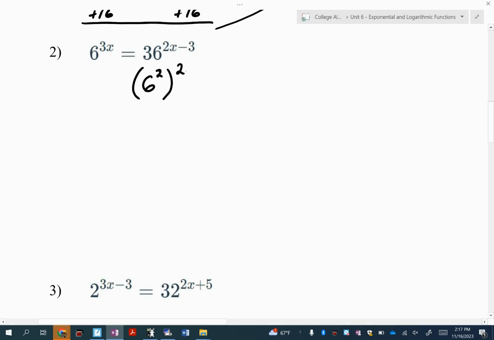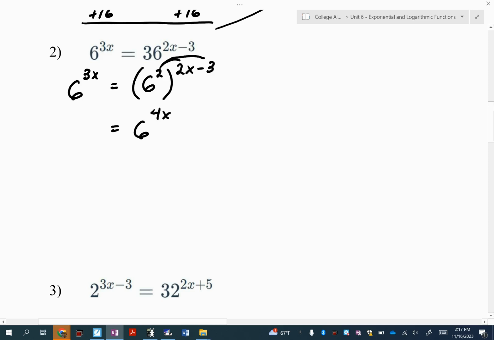So I'm going to rewrite that. Don't forget to put parentheses. So that way you know you do need to distribute at this point. All right? Okay. Let's distribute the 2 times each of those. So what is 2 times 2x?